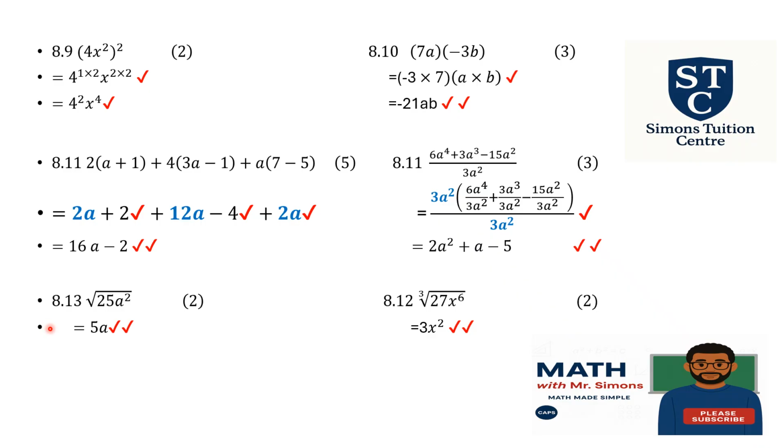8.13, straightforward. Square root of 25 is 5. Square root of a squared is simply a. So 2 divided by 2 gives me a to the 1, 2 marks. Cube root of 27 is 3. And cube root of x to the 6 simply becomes 6 divided by 3, which gives me x squared, and that is 2 marks. Right, so that is how we simplify expressions.